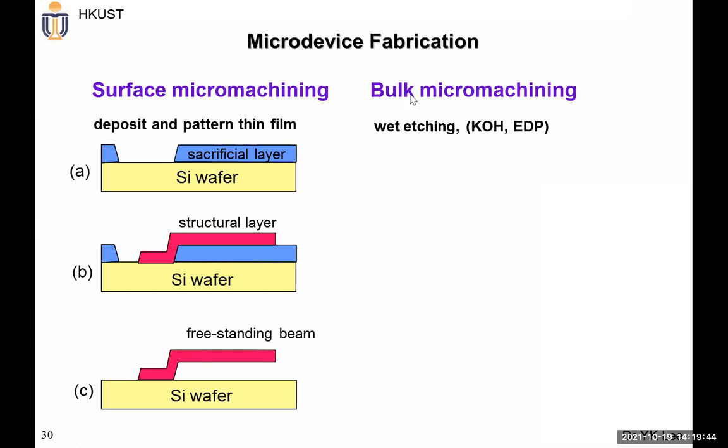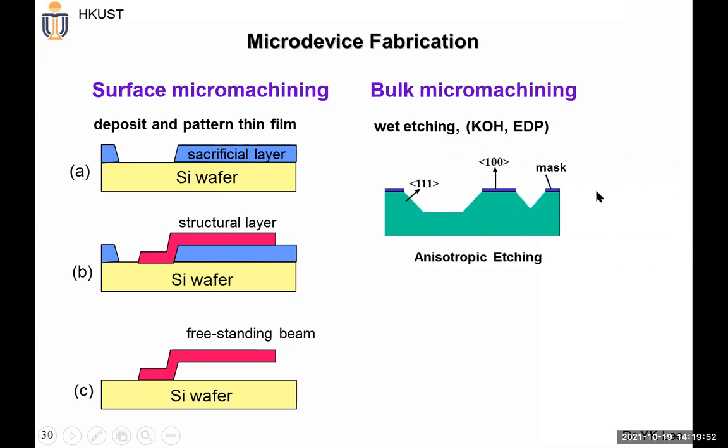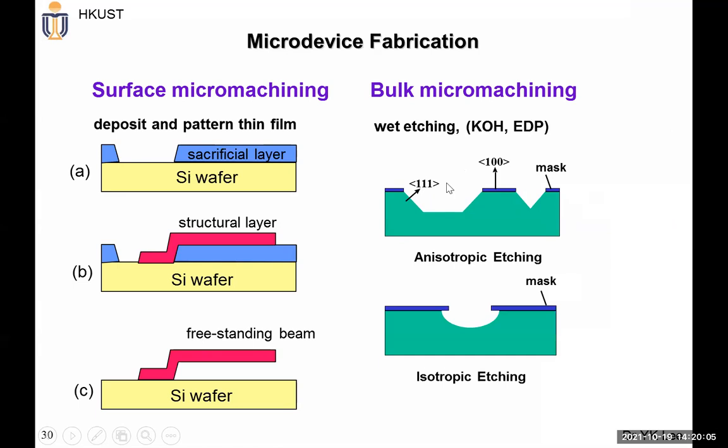Another branch is bulk micromachining. Typically, this uses wet chemicals like KOH, EDP, and the etching depends on the crystal orientation of the silicon wafer. I don't know if you have ever seen a silicon wafer. A silicon wafer for fabrication of semiconductors and MEMS is typically single crystal silicon. I emphasize that right here.